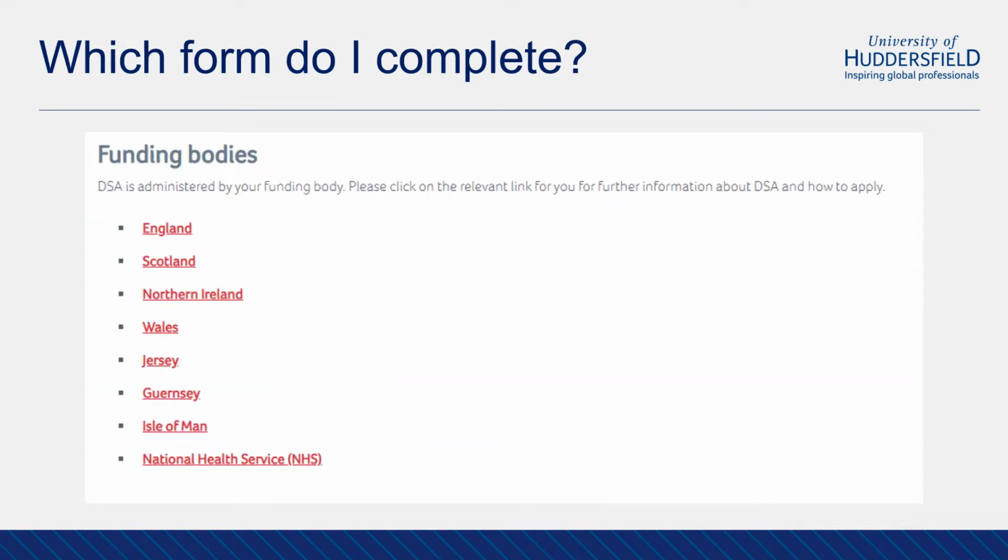There is a different process to apply for student finance and/or DSA if you are a student from Scotland, Northern Ireland, Wales, Jersey, Guernsey or Isle of Man. Also on our Useful Links page, you will be able to click on the relevant link to find out more information about how to apply.